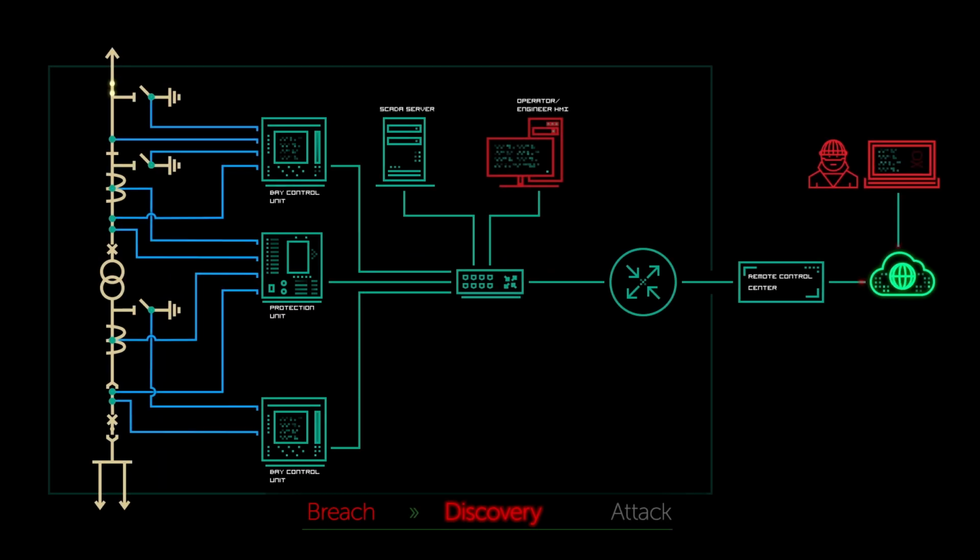If the threat is not stopped at the first stage, the attacker moves on to the second stage, discovery, collecting detailed data about hardware. The attacker scans the substation network and detects the devices responsible for protection and control of the technological process.